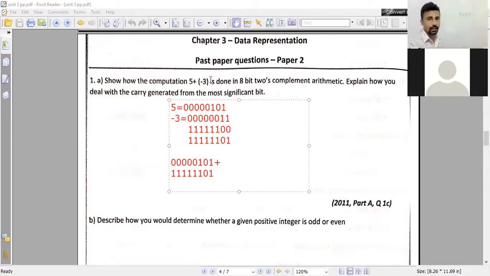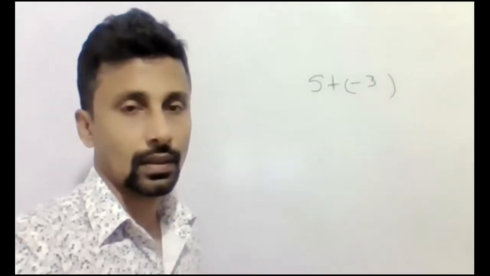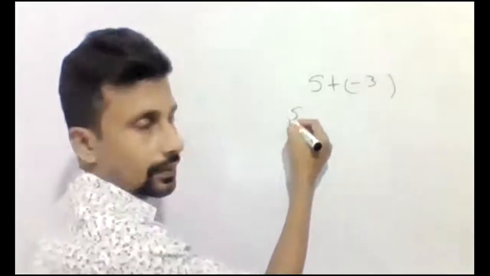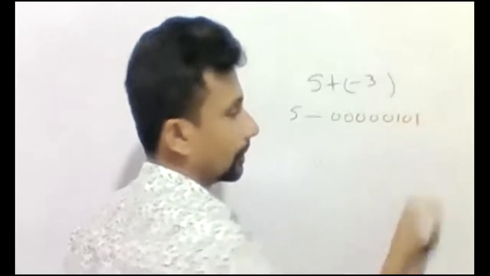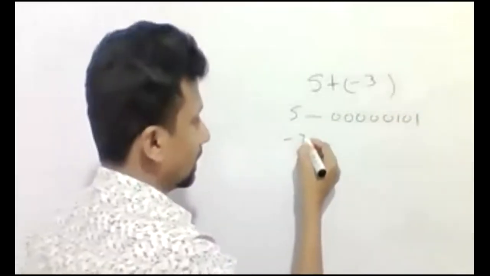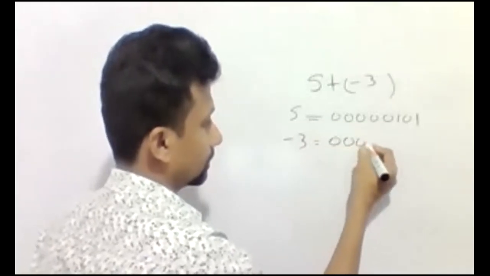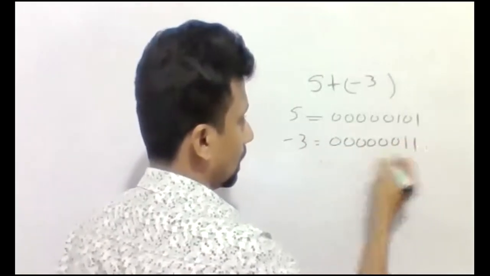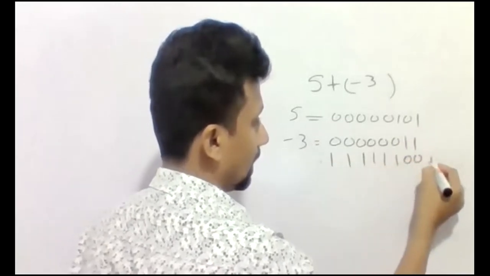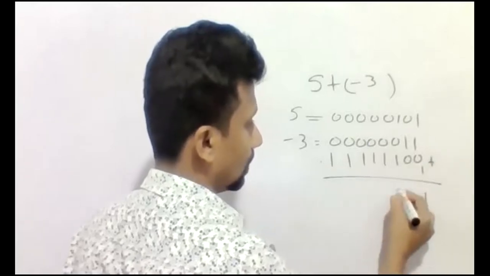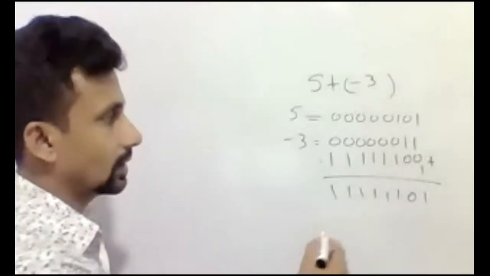Okay, 5 plus minus 3. Right? So 5 you can write 0, 0, 0, 0, 0, 1, 0, 1. Minus 3, you can write 3, then convert to the other side, invert bits, then add 1: 1, 1, 1, 1, 1, 1, 0, 1. Then you are going to add these two.